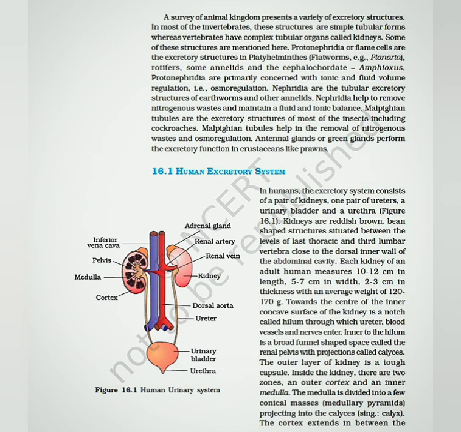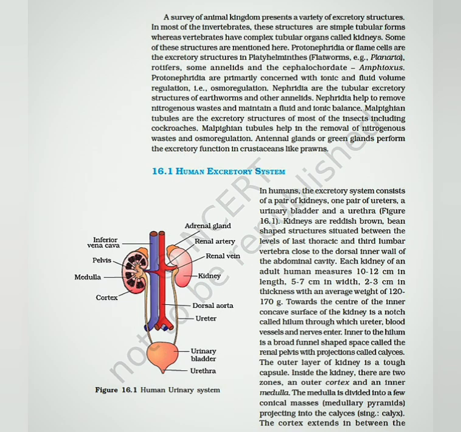Nephridia are the tubular excretory structure of earthworm and other annelids. Nephridia help to remove nitrogenous waste and maintain a fluid and ionic balance. Malpighian tubules are the excretory structure of most of the insects, including cockroaches. Malpighian tubules help in the removal of nitrogenous waste and osmoregulation. Antennal glands or green glands perform the excretory function in crustaceans like prawns.